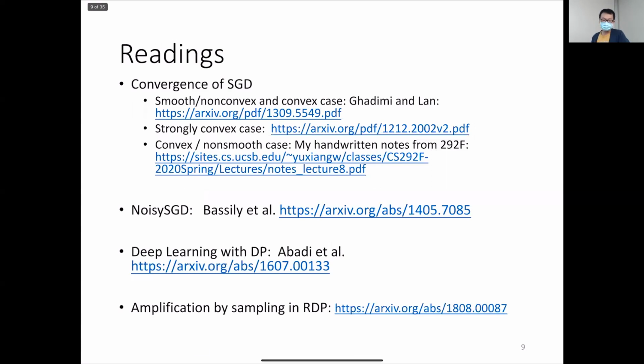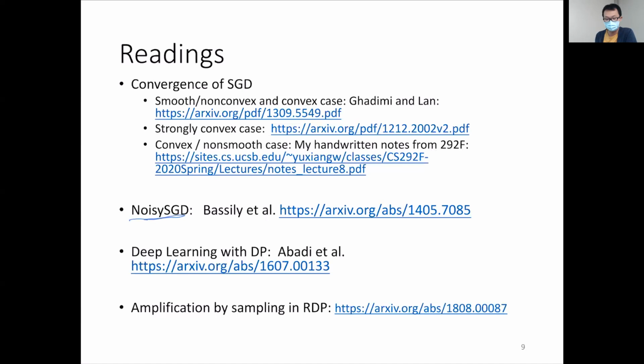All right, so here are some of the readings that we'll be drawing the information of this lecture from. So we will be heavily relying on the theory of optimization on the convergence of stochastic gradient descent in various settings, and the first application of this convergence result to formally establish these utility bounds for the NoisySGD algorithm. So this is not noisy gradient descent, but the NoisySGD algorithm was in Bassily et al.